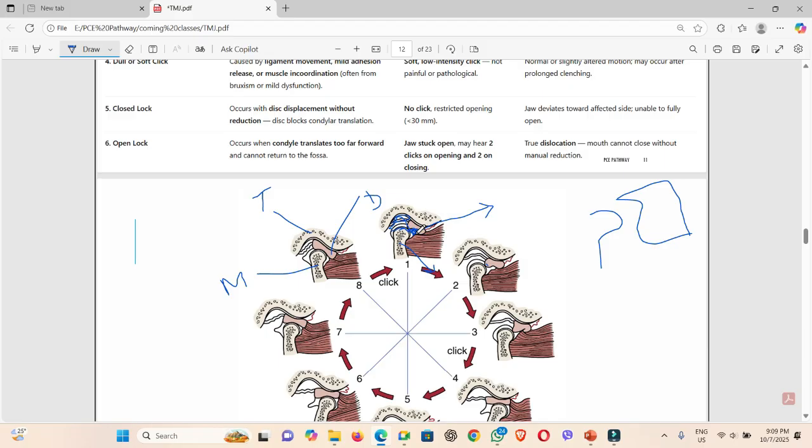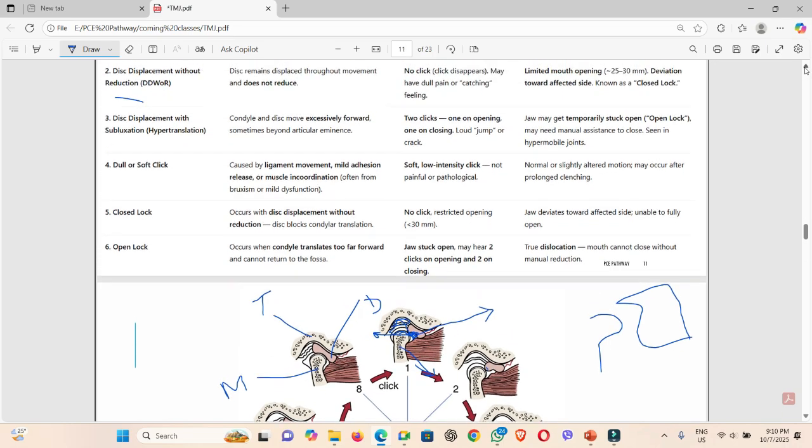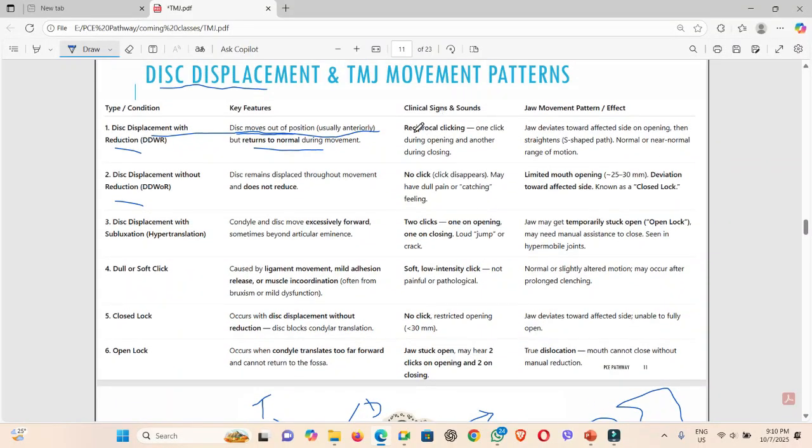Maybe both of them will slide anteriorly according to how much the mouth is going to open, right? And when the person closes the mouth, the condyle will jump off the disc, and one more click will be heard while closing the mouth. We will call that reciprocal clicking. One click during opening and another click while closing.